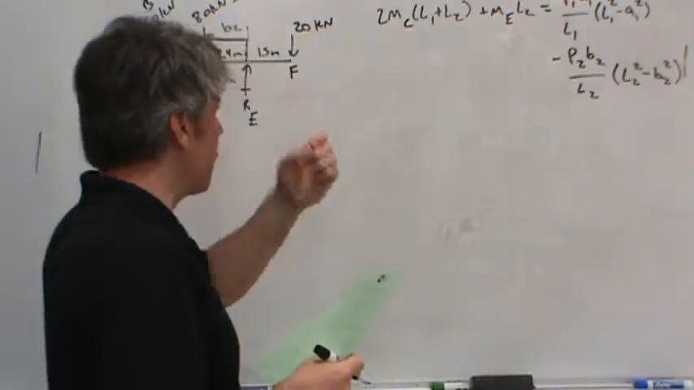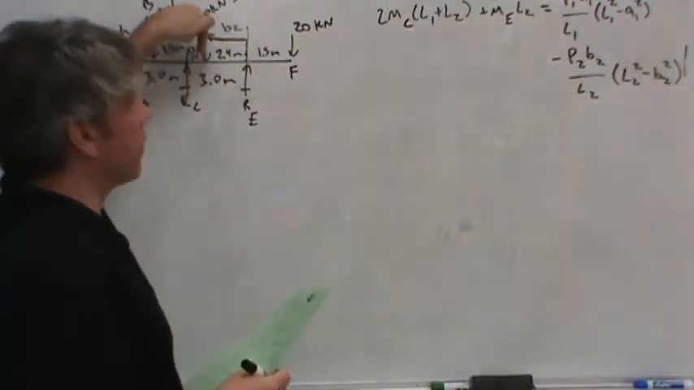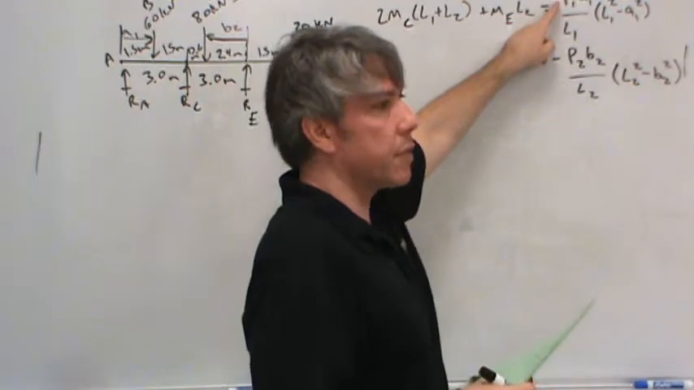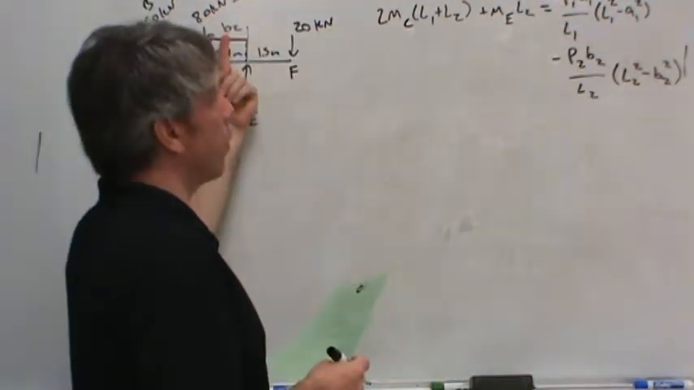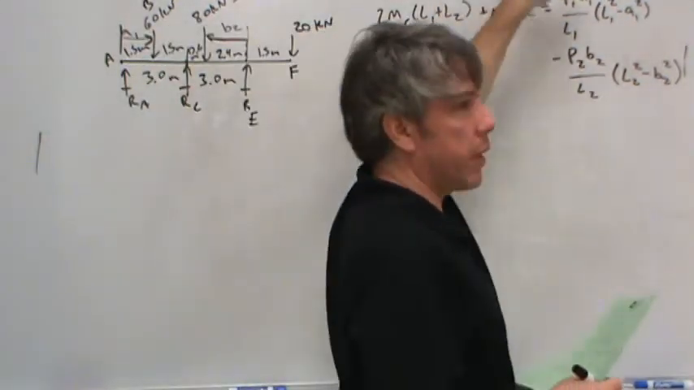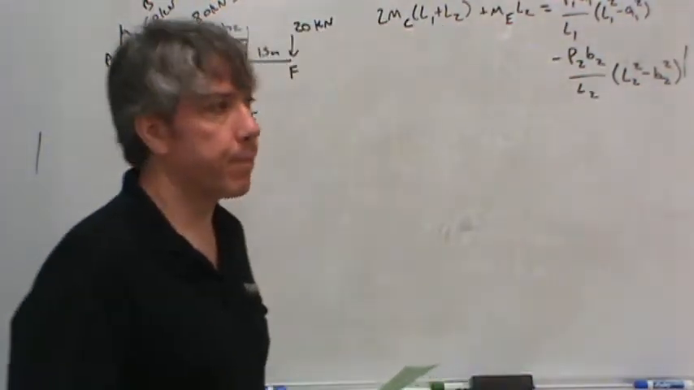Notice something. We're assuming that loads acting downward will be plugged in positive. That's what that negative sign is for. If you had a load upward, what would you do? Well, you'd plug it in negative, and the two negatives would cancel. Okay?